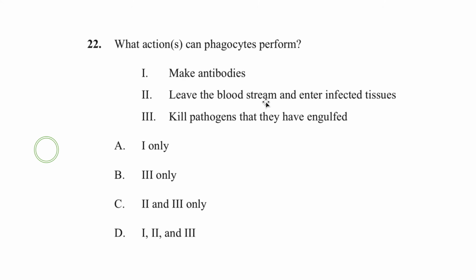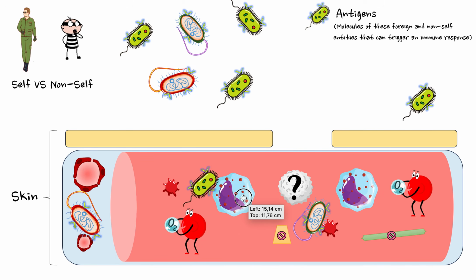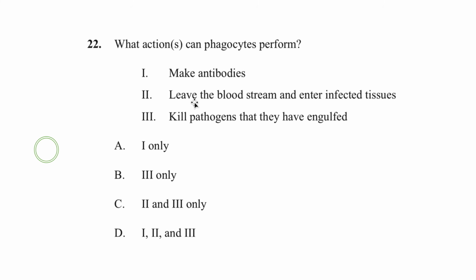What about 2? They leave the bloodstream and enter infected tissues. I said that's true, right? Remember I said these macrophages, when the pathogens exit the bloodstream into the surrounding tissues, the macrophages can also leave to catch them. Okay, so they can leave the bloodstream and enter infected tissues. That's true. They're allowed to do that. They can kill pathogens that they've engulfed. That's true. So 2 and 3 are true. So what does that mean? The answer is C.